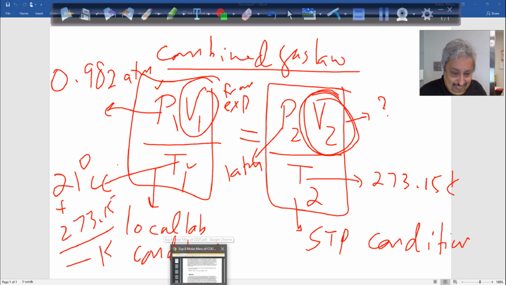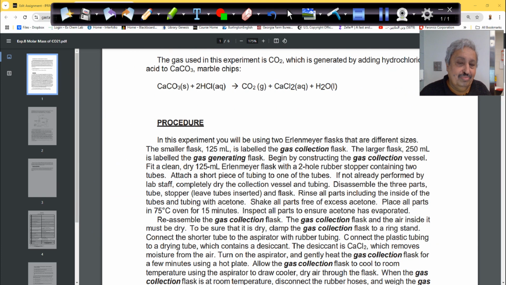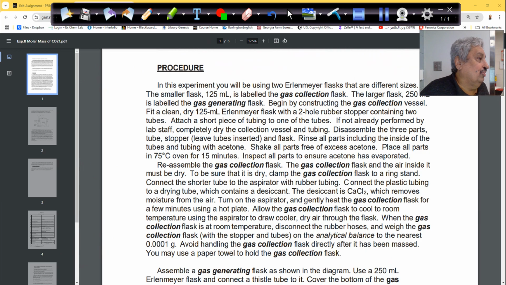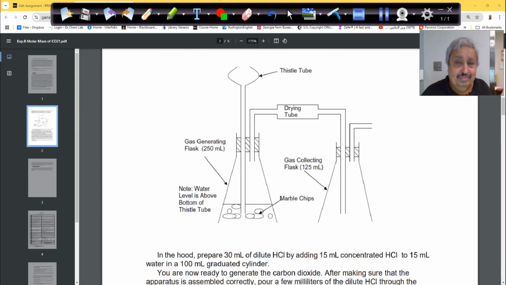Okay, so let me take this one out. So you are generating CO2, and then you're collecting CO2 over H2O. You assume that the volume of any gas is the volume of what? The container. So CO2 will take the volume of the small flask you have. So we'll fill it with H2O. The volume of H2O will be equal to the volume of the gas itself. Now, this is the setup here.